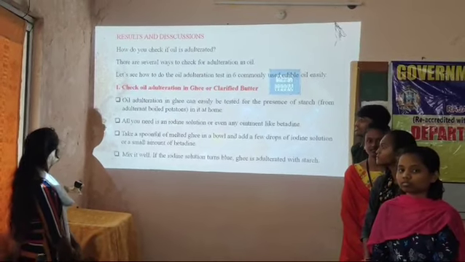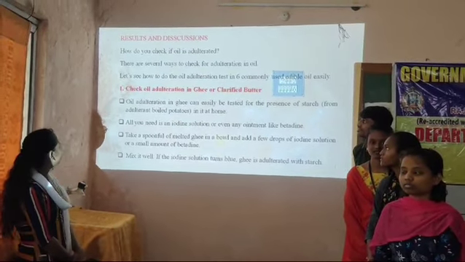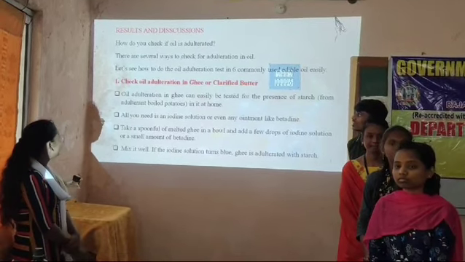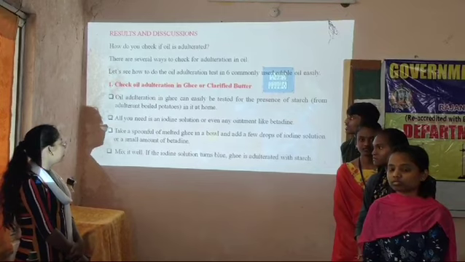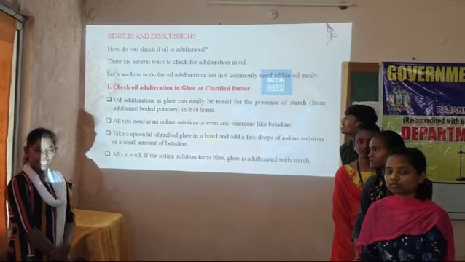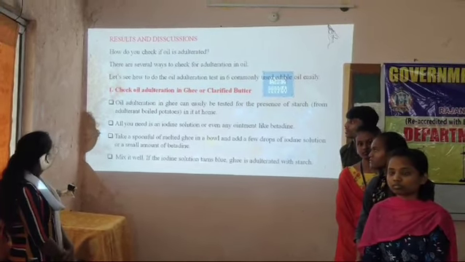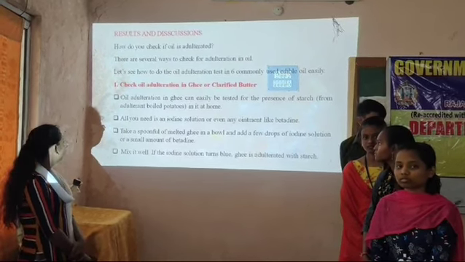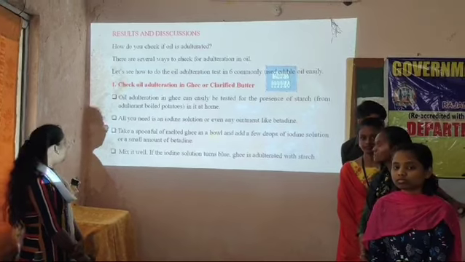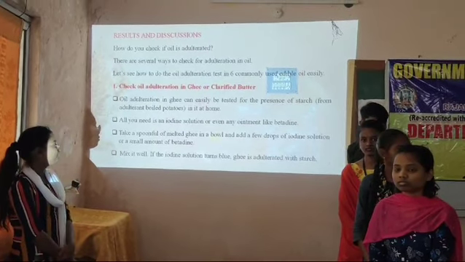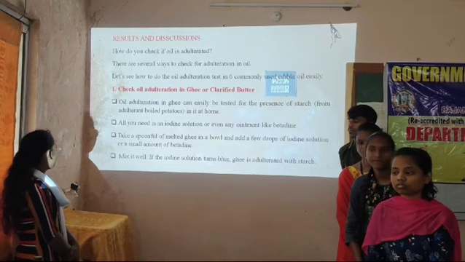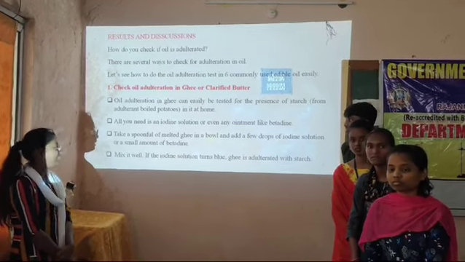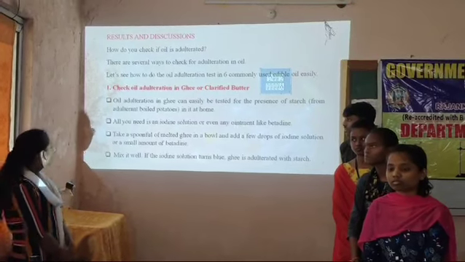Results and discussions. How do you check if oil is adulterated? There are several ways to check for adulteration in oil. Let's see how to do oil adulteration testing for six commonly used edible oils easily. Let's see how to check oil adulteration in ghee or clarified butter. Adulteration in ghee can easily be tested for the presence of starch at home. All you need is an iodine solution or even an ointment like betadine.